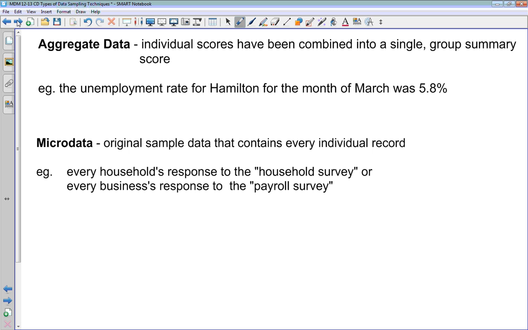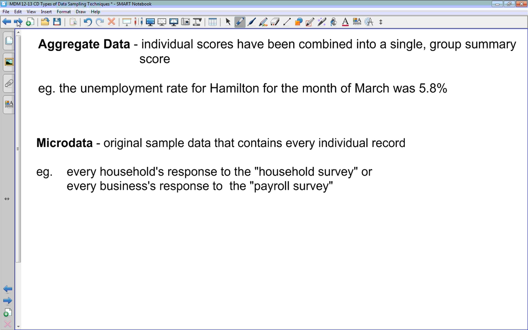Okay. Now, finally, two other terms that we're going to encounter when we're working with data are what are referred to as aggregate data and microdata. Aggregate data is when you have taken a bunch of individual results or individual scores and combined them all together into a single summarizing number for an entire group. Okay. Microdata is the original data that you had before you did all of that combining. So it is going to contain every single record or every single response from your survey.